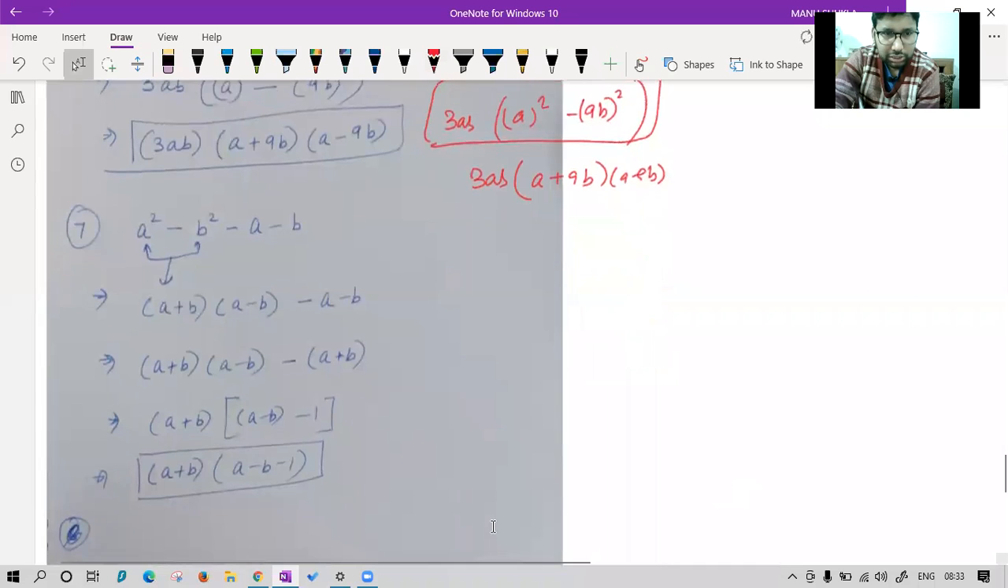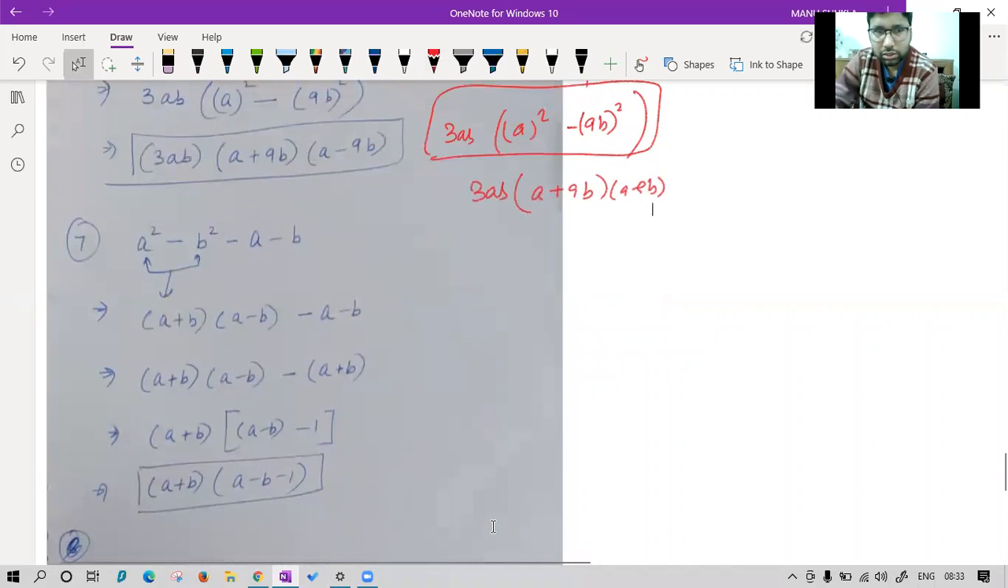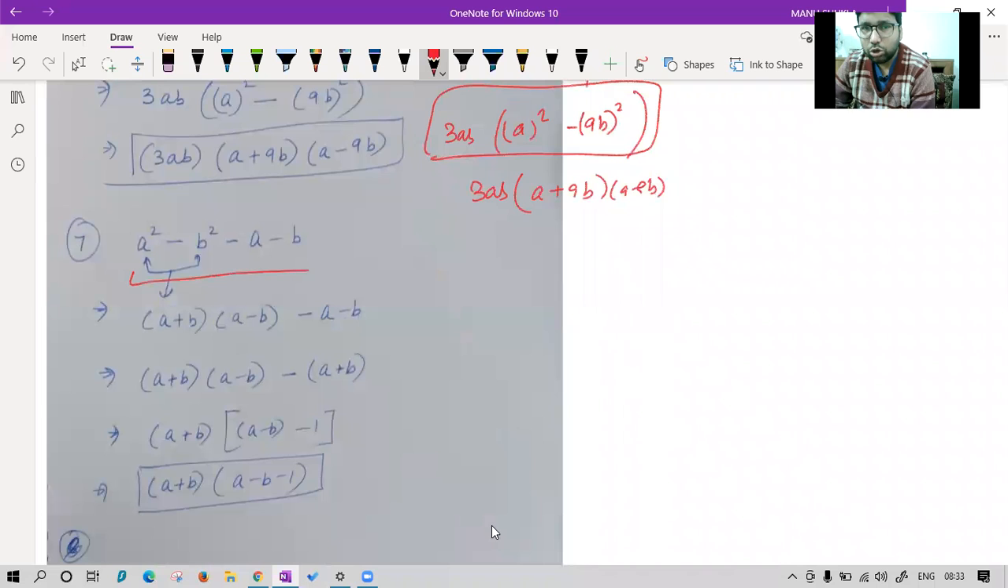I think this is the last one, seventh question. Yes, it is the last one. A square minus b square minus a minus b. In this thing, directly we cannot do anything. The thing we can take common in the starting. So we have to apply the identity. Because I have seen I cannot do anything else, so I have to use the identity.